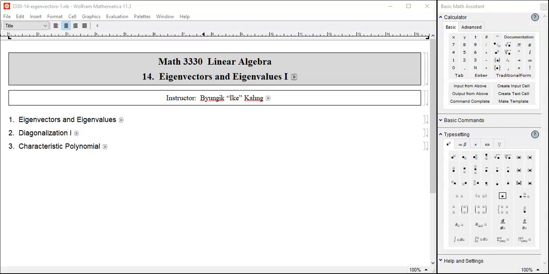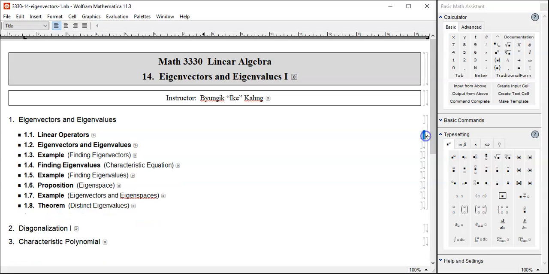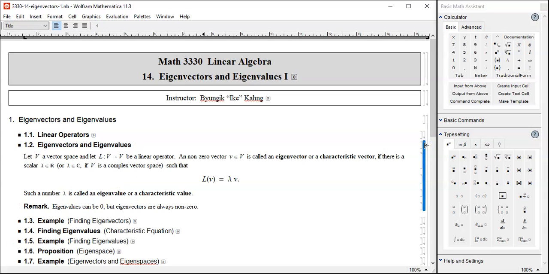Hello students, welcome back. We just completed section 1 of this notebook and it was highly computational. In terms of theory, we didn't do too much. We talked about a linear operator, a linear map from one vector space to itself. Eigenvectors and eigenvalues for linear operators, they may exist or they may not.